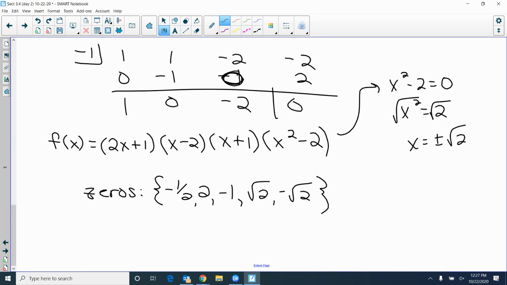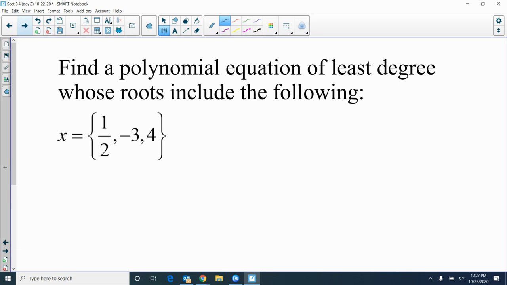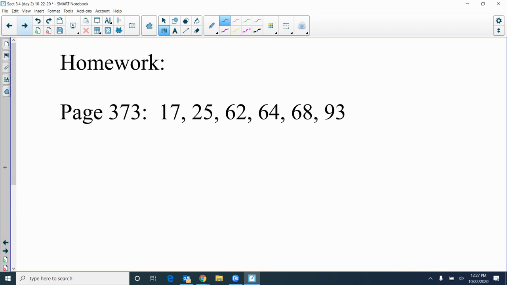How many times does that graph hit the x-axis? It hits it 5 times. Okay, the square root of 2 is a value, it'll hit right there, and then negative square root of 2. Okay, we're going to save that for tomorrow. I'm going to take off 93.